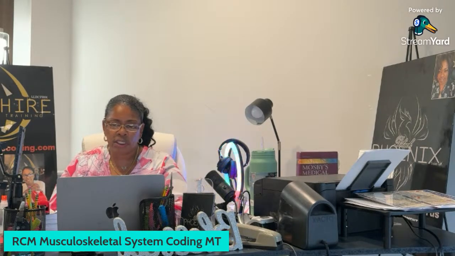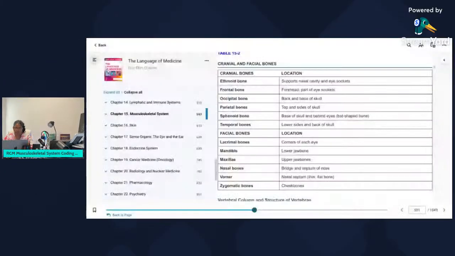Cranial and facial bones. Ethmoid bone supports nasal cavity and eye sockets. This right here, make sure you guys get this one down, okay? Because that sounds like vocabulary and definitions that's going to be in your test. All right, supports nasal cavity and eye sockets.